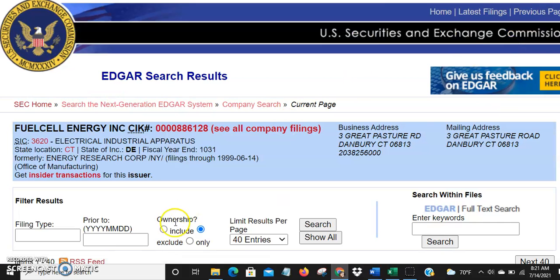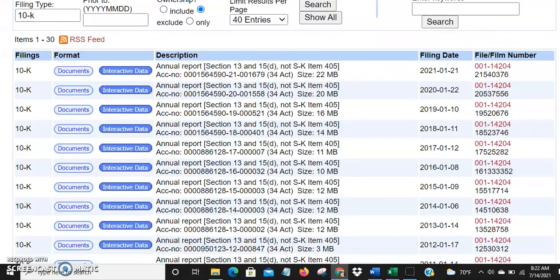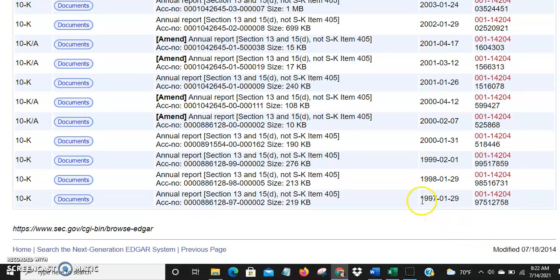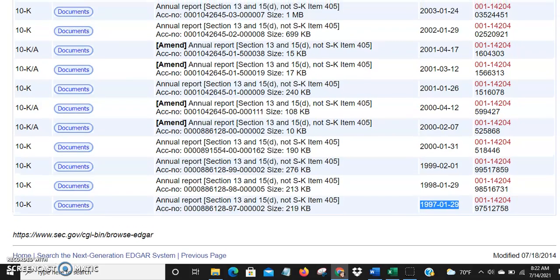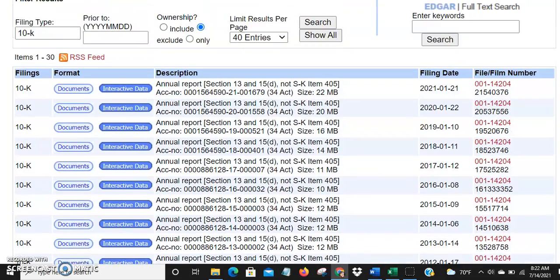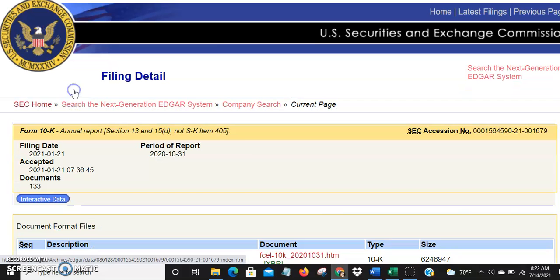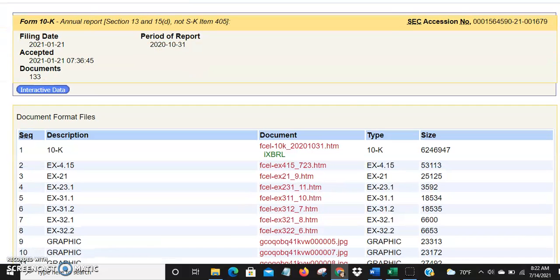I type 10-K because we're looking for annual reports. So the report type is 10-K, and you click search. Now you see all the annual reports since the company went public, since 1997 when it filed the first time, till the last one it filed in January this year. Let's click on the documents, and then click on the first link, 10-K.